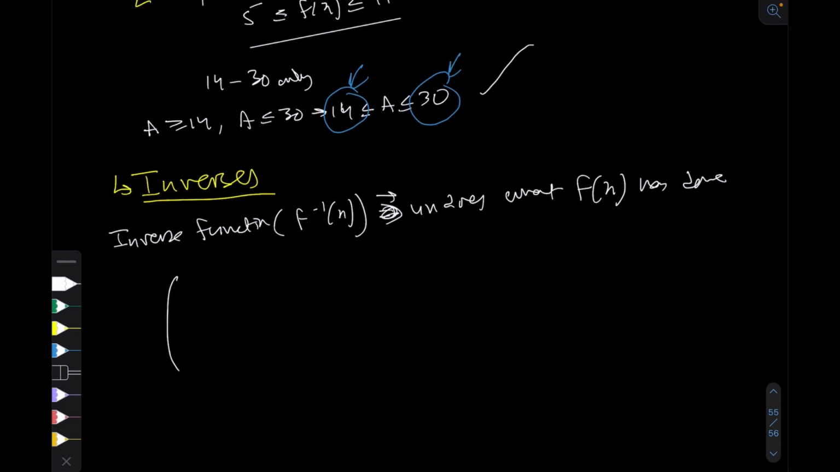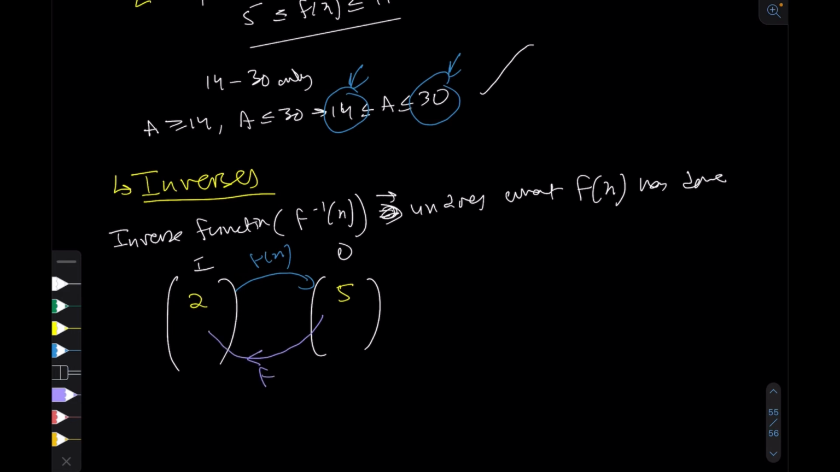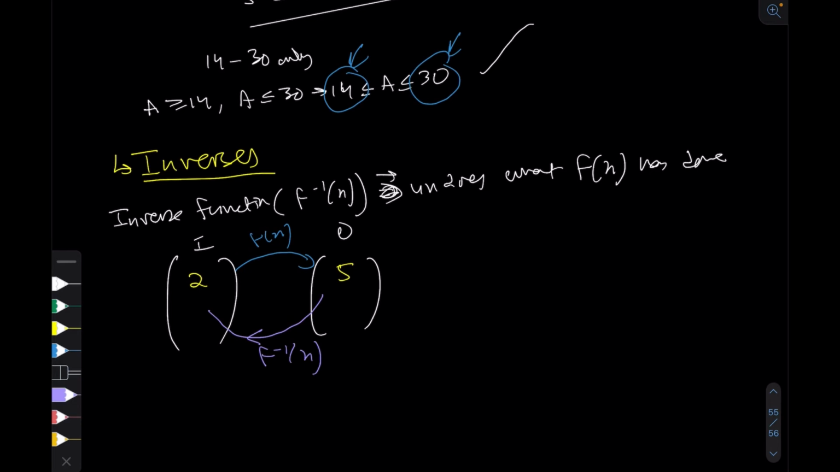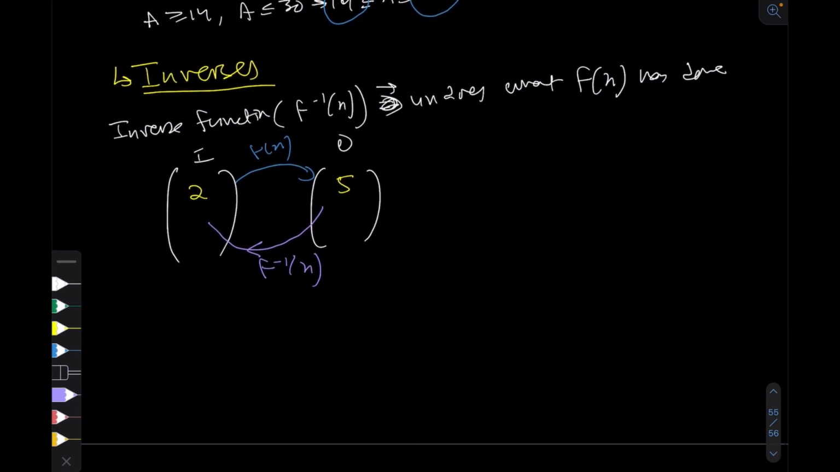So let's say this is some input, right? Okay, some output. So let's say there was some input 2, and after going through a function f of x, it became 5, right? You took 2, you inserted it into f of x, and it gave you 5. Now, what f inverse of x will do, it will take this 5 and it will give you back 2.